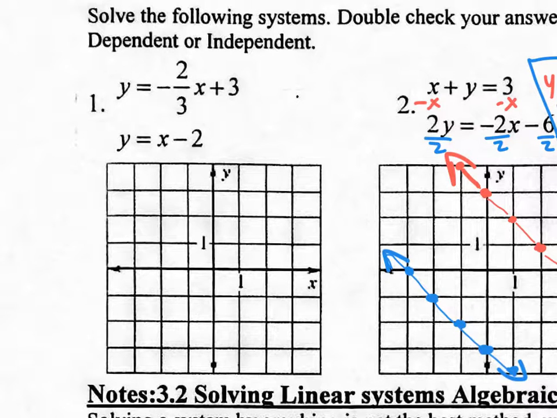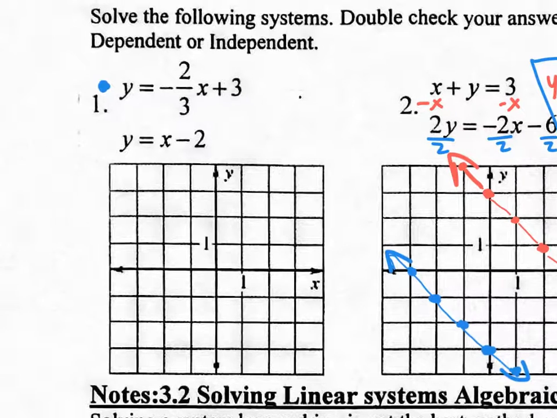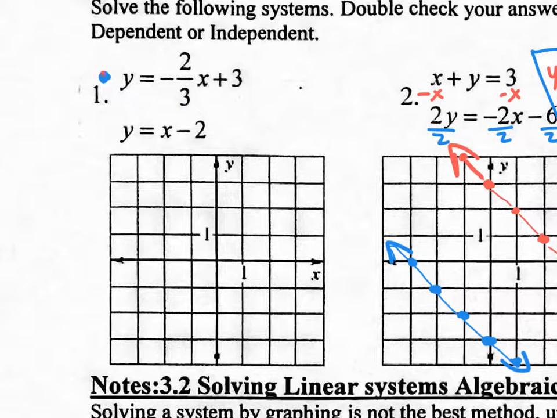Number one, we have a system of equations that we need to solve. They're both already in slope-intercept form. I want to be graphing the top one in blue. Actually, the top one in red, that's what I usually do. Top one in red and the bottom one in blue.